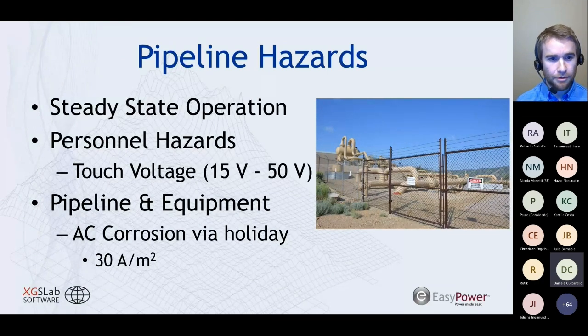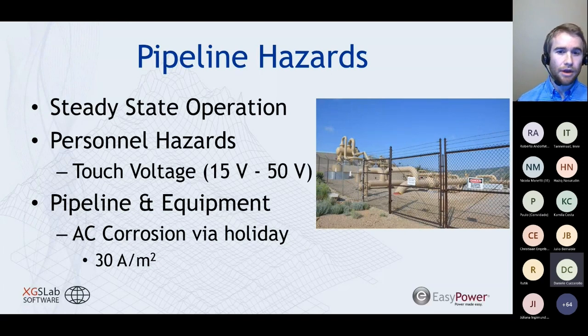typically we have a couple criteria. One is going to be our personal safety. And in North America, those touch voltages during steady state operation are usually limited between 15 to 50 volts, depending on the entity. For the pipeline integrity itself, we're primarily concerned about an AC corrosion phenomenon.